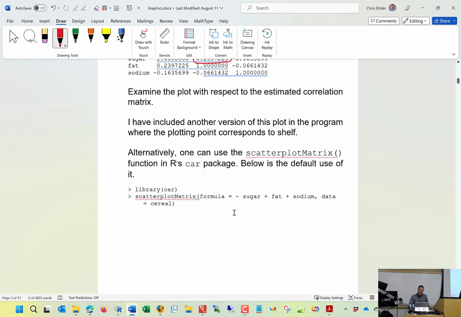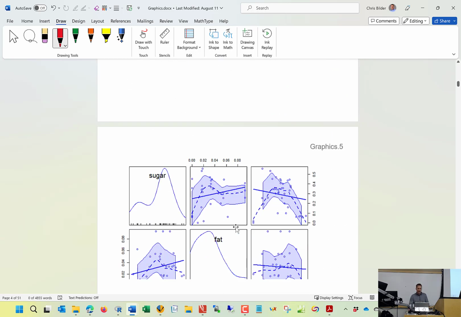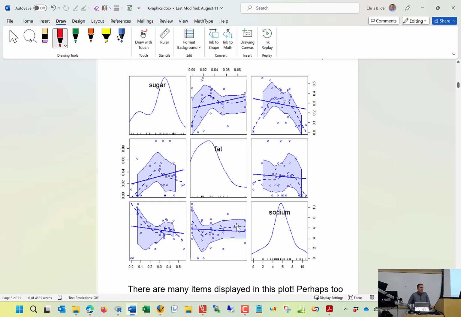Now, in this set of notes, when there is maybe another function out there that provides somewhat of a better plot than what can be done in the graphics section, I'm more than happy to illustrate that to you. For example, in the car package itself, there's a function called scatterplot matrix. It has the same syntax in terms of the formula and data argument, and this is what we get. And so we can see that we have a lot more information being displayed. Now, on the diagonal of this plot, we again see sugar, fat, and sodium. But notice we have some curves on it.